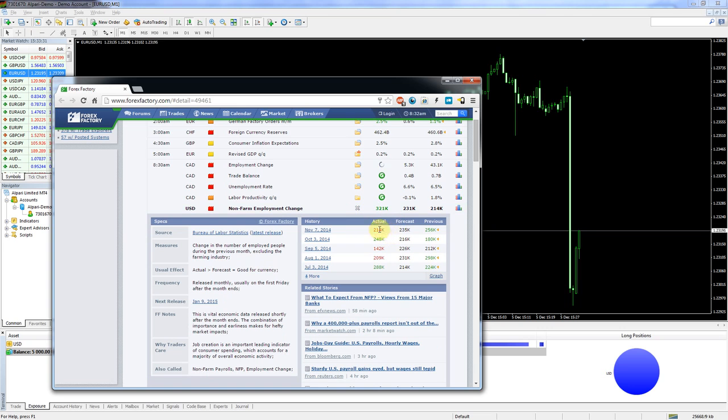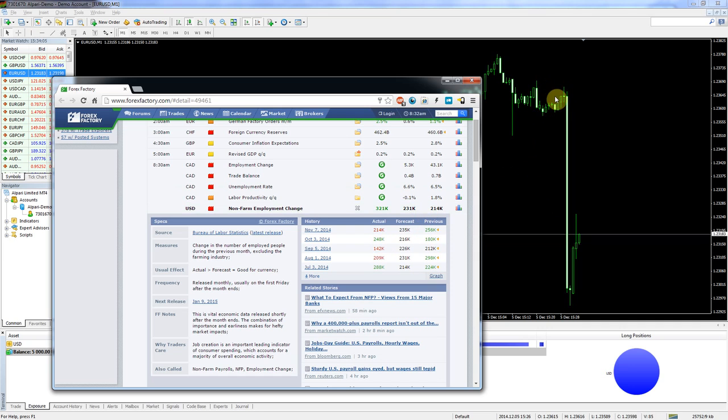321,000, and the previous actual was actually worse than the forecast. This actual is much better than the forecast. So this is nearly 100,000 better, nearly 50% better than the forecast. It's actually less than 50%, but much better than the forecasted value, and that's very good for the US. As you can see here, actual is greater than forecast, good for currency. So that's really good for the US dollar, and that's why the euro dollar tumbled down, meaning that the US dollar got stronger as compared to the euro.